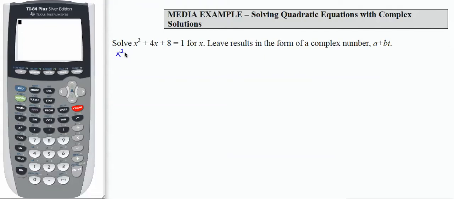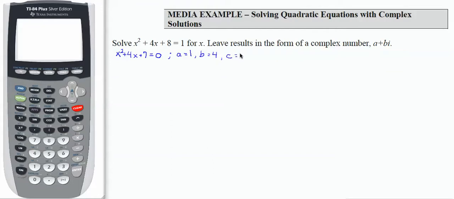That's going to be x squared plus 4x plus 7 equals 0. All I did was subtract 1 from each side and then subtract that 1 from the 8 and then leave 0 on the right hand side. I'm going to identify my coefficients a, b, and c. A is 1. That's the coefficient of x squared. B is 4. That's the coefficient of x.